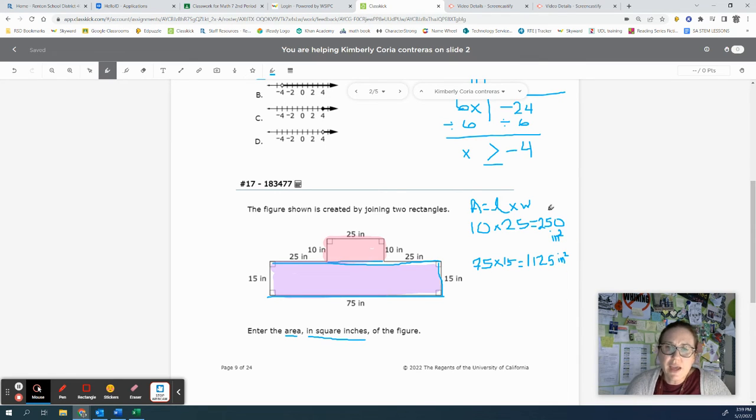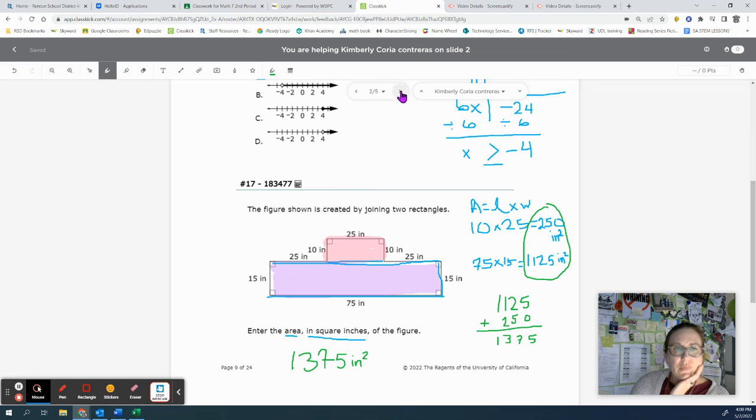All right, so now what we do is we add these two together. So we're going to add 250 square inches to the 1,125, and then 250. We got 5, 7, 3, 1. So enter the area in square inches. It is 1,375 inches squared.